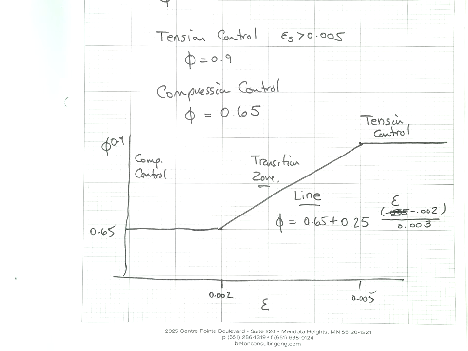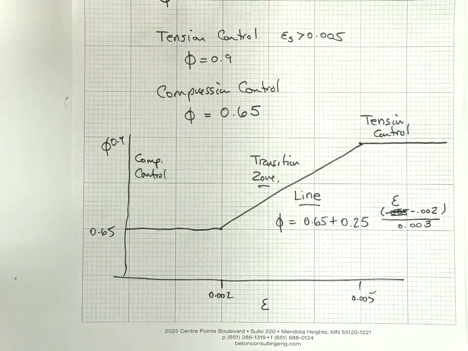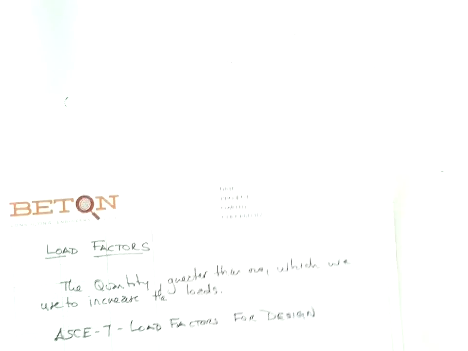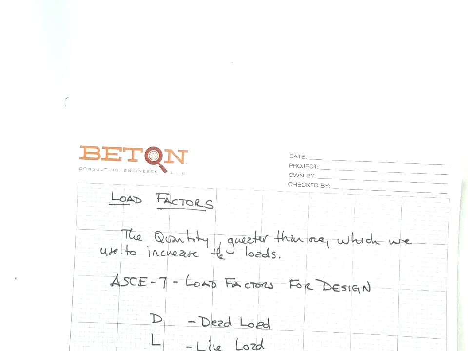The second half is load factors. A load factor is the quantity greater than 1 that we use to increase the loads. In other words, we're going to take a load that we know well, and we'll gross it up a little bit. And then we'll have a load we don't know very well. We'll gross that up even more. We'll look at different load combinations. And all these load factors and load combinations come from yet another document. The American Society of Civil Engineers, document 7, which controls loads.